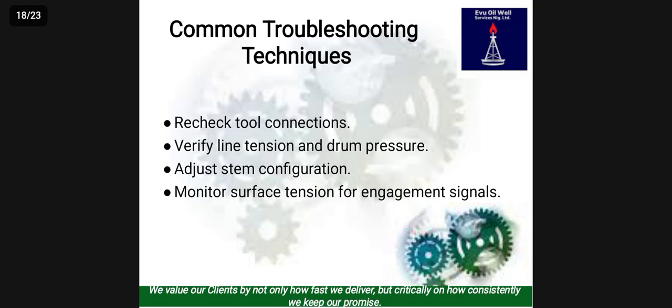Common troubleshooting techniques. When things go sour, recheck tool connections, verify line tensions and drum pressures, adjust temp configurations, watch surface tension for engagement signals. The slickline tells you stories. If you stop shouting long enough to listen, give your heart to the operations.